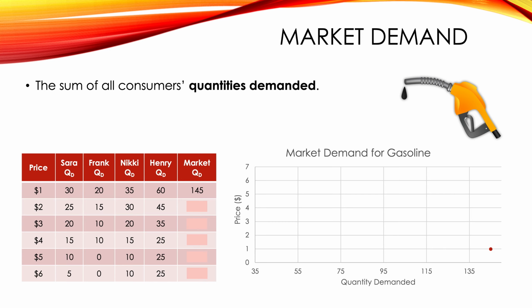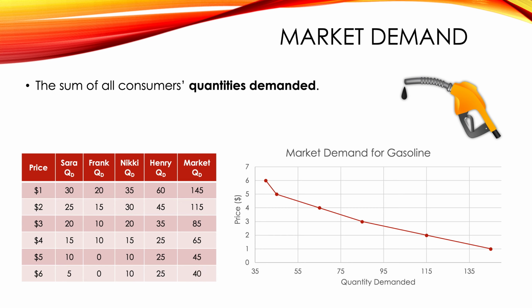If gasoline costs $2 per gallon, Sarah wants 25, Frank wants 15, Nikki wants 30, Henry wants 45. Those numbers add up to 115. And so at that higher price, this shouldn't surprise anybody, the quantity demanded by the market of consumers is going to be lesser than it was before. And so we can go through this table, we can keep summing everything up. At $3 per gallon, the market quantity demanded, rather, is 85. At $4 per gallon, the market quantity demanded is 65. At $5, 45, and at $6, 40.